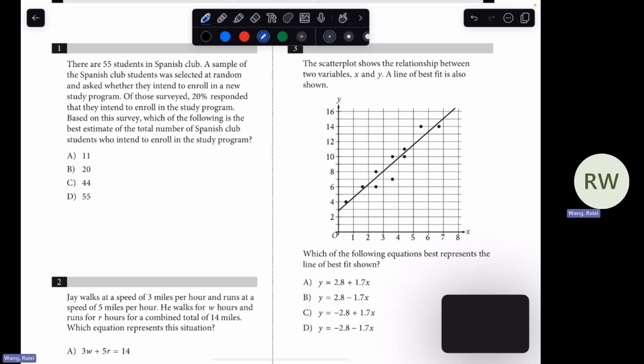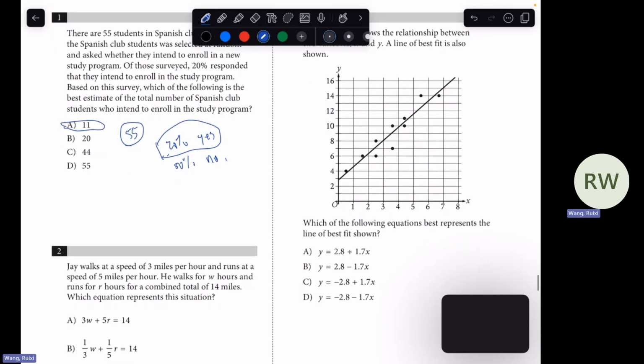So it's a statistics problem, right? Students are selected at random and asked whether they intend to enroll in a new study program, okay? 20% say they do, right? Yes, and the sample size is 55 and 80% then is no. Based on the survey, which of the following is the best estimation of the total number of students who intend to enroll? So the 20% of this, it's actually pretty simple, right? 20% times 55, that's 11. Only thing is that I want you to read this one as fast as possible.